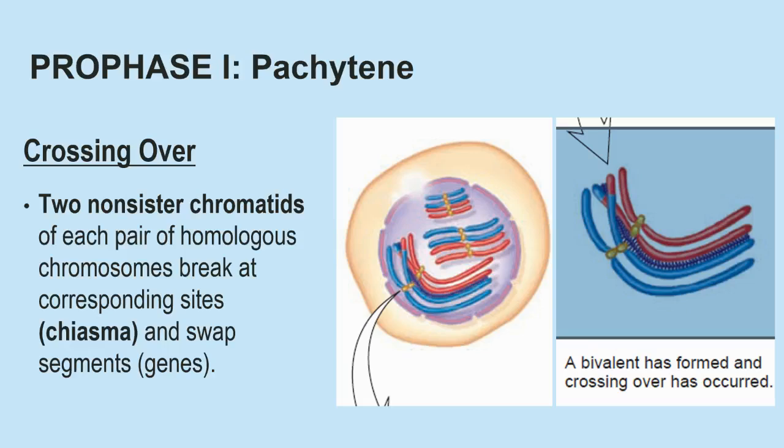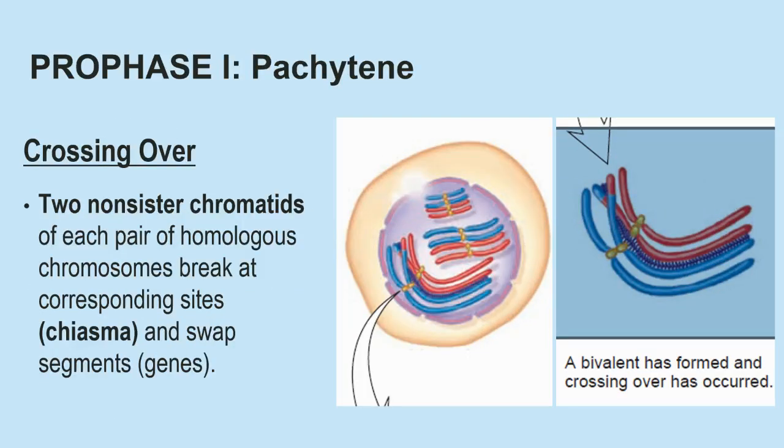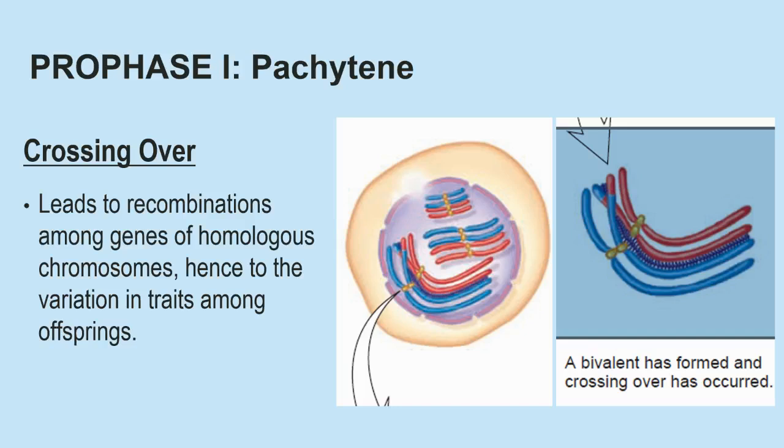Actually, crossing over and homologous chromosomes, it is the characteristic of the meiosis that differentiates it from mitosis. So a bivalent has formed and crossing over has occurred. So crossing over leads to recombination among genes of homologous chromosomes, hence to the variation in traits among offspring.